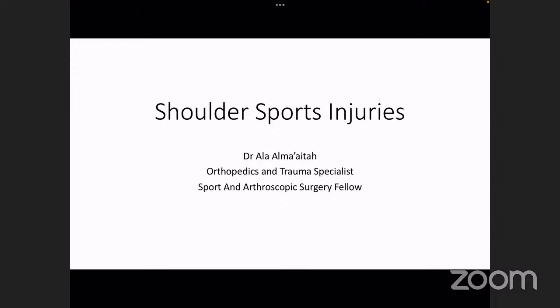Our talk today will be about shoulder sport injuries, but in specific we'll be addressing shoulder instability, especially the anterior shoulder instability.